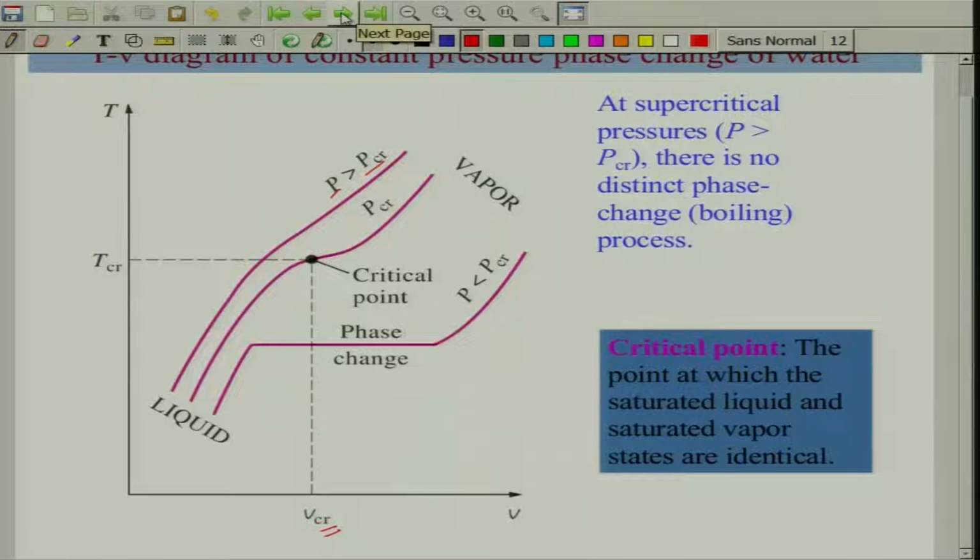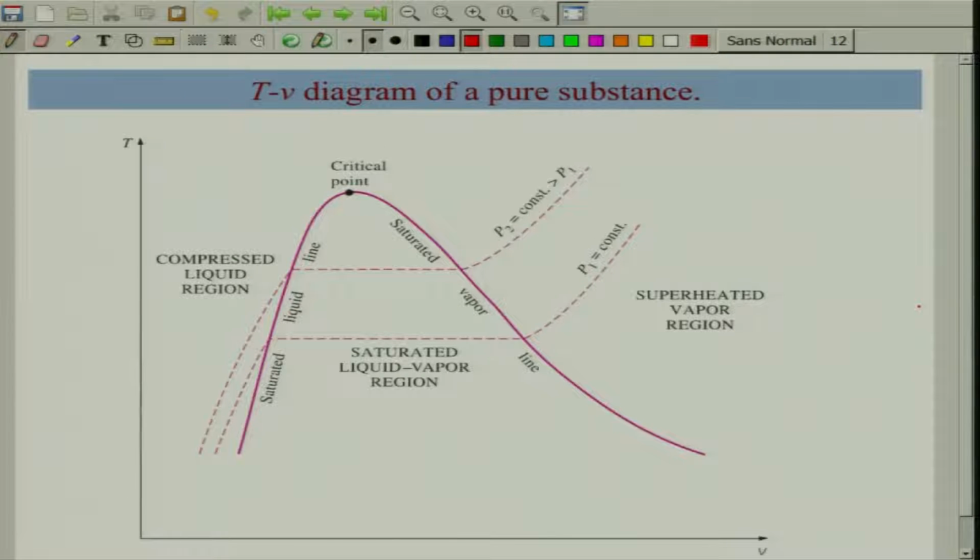To summarize, the critical point is the point at which the saturated liquid and vapor states are identical. Now, if you try to connect these isobars, which are constant pressure lines, and connect the points corresponding to saturated liquid and saturated vapor, remember that this region is compressed liquid, and these points are saturated liquid and this is saturated vapor. If you connect these dots, the points of phase transition, you get a curve called the saturated liquid line. Similarly, this one is the saturated vapor line, and it connects to the critical point.